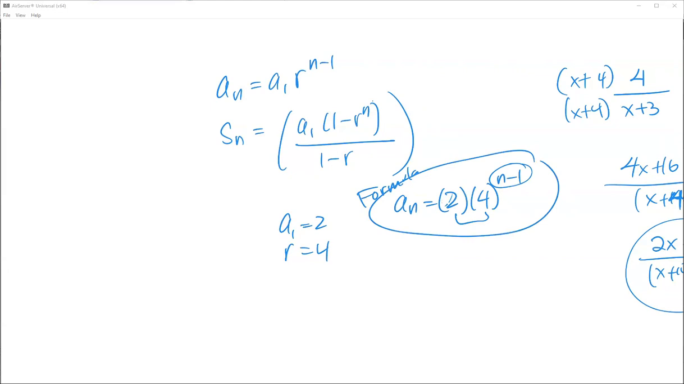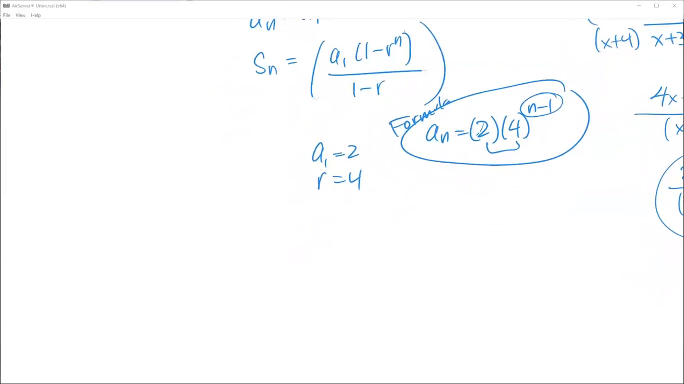Calculate the 9th term. So you want to use a sub n, and you just have to plug in 9 here. So a sub 9 is equal to 2 times 4 to the 8th, because 9 minus 1 is 8. 4 to the 8th power is going to be a big number. 65,536 is the a sub 9.